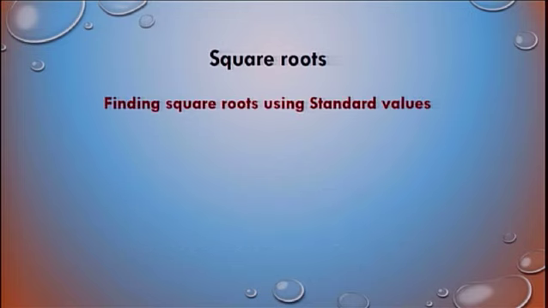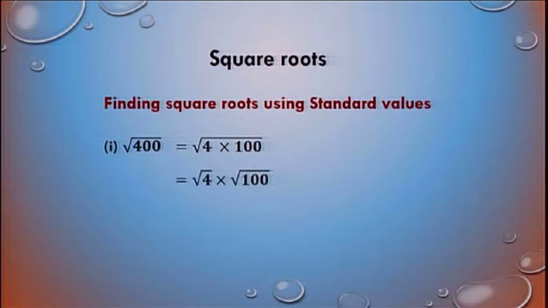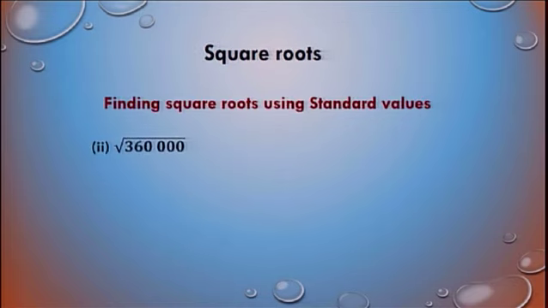For example, square root of 400. Instead of finding the prime factors, we can write 400 as 4 times 100. It is equal to square root of 4 times square root of 100. 4 is quite a small number. You must know the square root, it is 2. Square root of 100 is a standard value. In 100 we have 2 zeros. Of course, the answer will be 10 containing half the number of zeros, that is 2 times 10, the answer is 20.